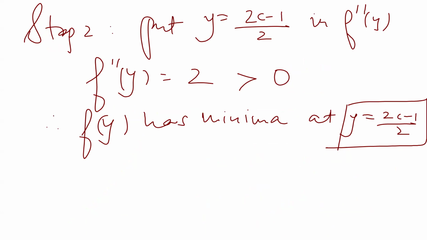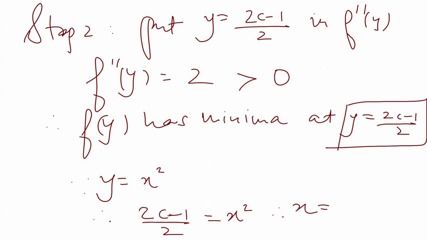Okay. Now see, y is equal to x square. Therefore, 2c minus 1 upon 2 is equal to x square. Therefore, what is x? Square root of 2c minus 1 upon 2. We got the value of x. So we got a point also, x comma y. We got the point. But then still the answer is not yet over. We need to find out D.